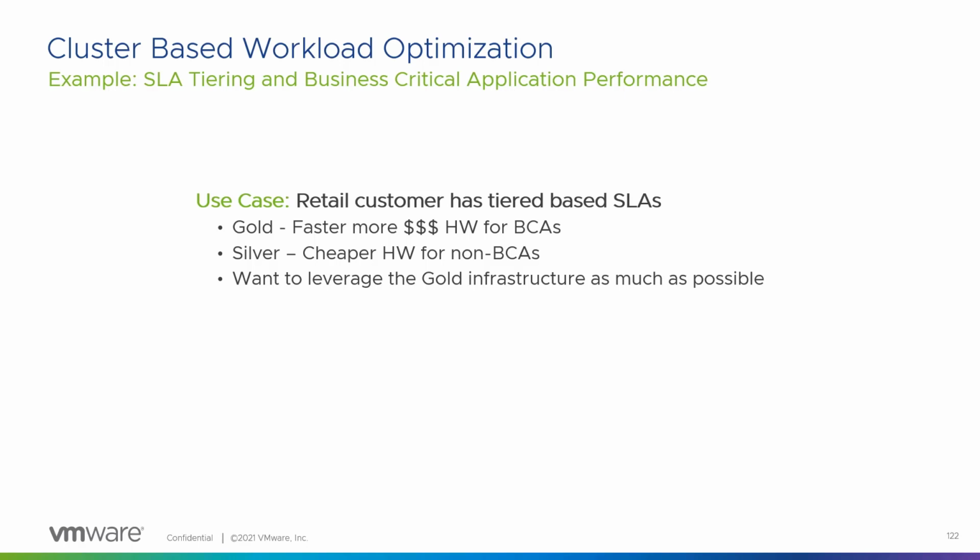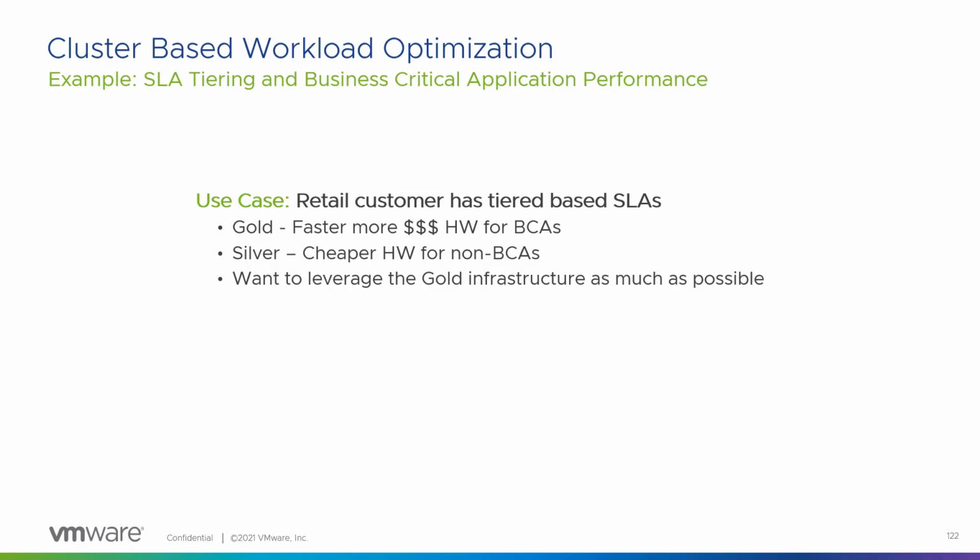They just brought some brand new gold level hardware, fast as it can be, fast storage, the whole thing. And they want to make sure all of their business critical apps are running in these new gold hosts, these new gold clusters. But they also have some silver non-business critical apps, some silver hosts that are still available that they want to leverage, but they don't want to have any of their business critical apps running on it. They want to just have the non-business critical apps there.